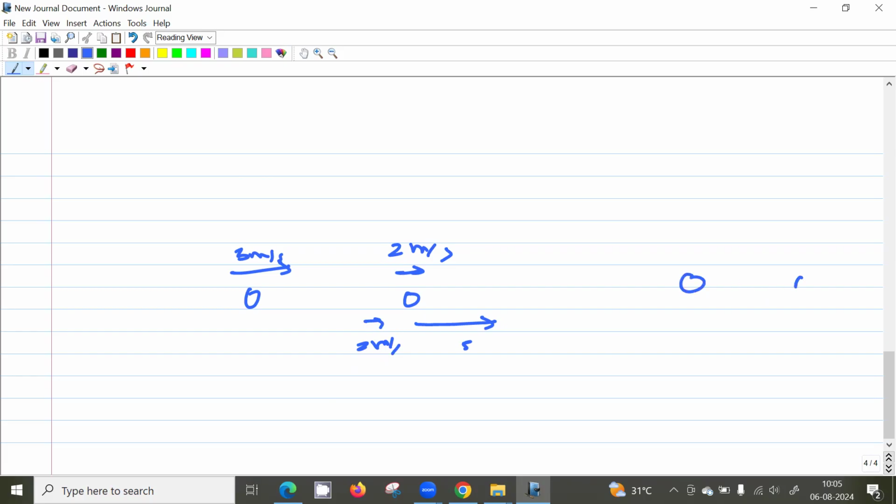And if it is like this, this thing is going with 5 meters per second like this, and this thing is coming this way with 2 meters per second. After collision, this first one will go towards left with 2, and the second will go towards right with 5. So there is interchange of velocity. Whichever is faster will go slower, and whichever is slower will go faster.